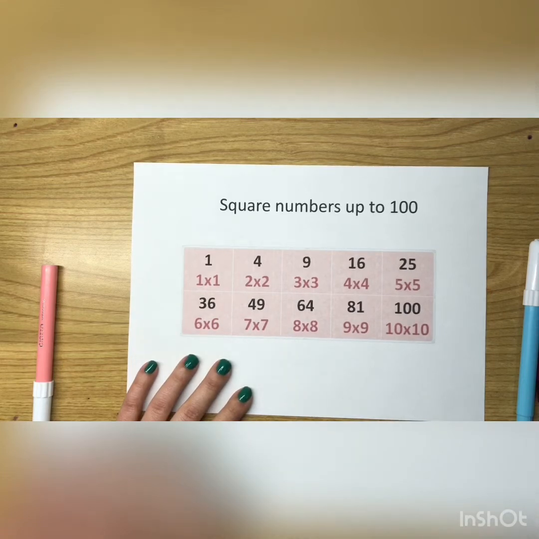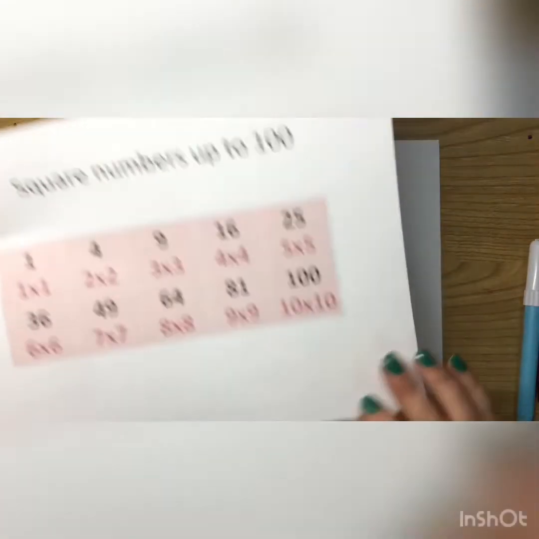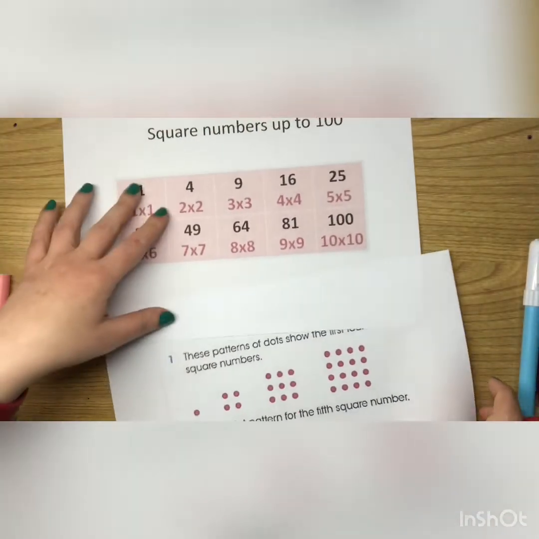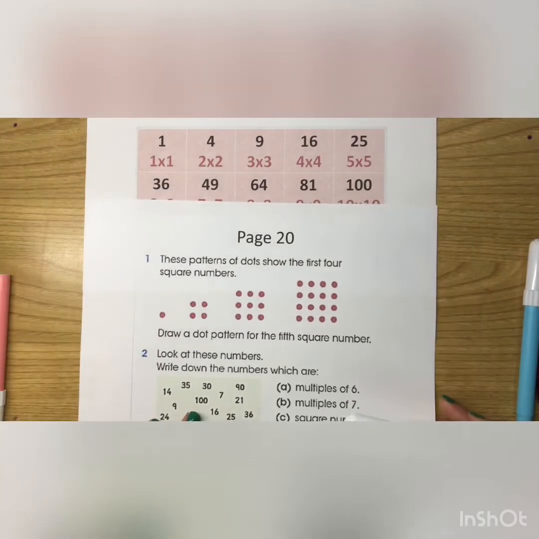Now open your book, please, together, and let's try to solve these questions. I'm going to keep the list of square numbers close to me so you can always have a look while I'm doing the questions.